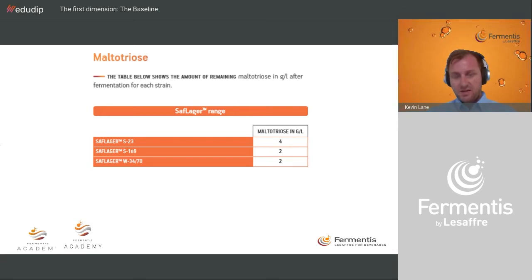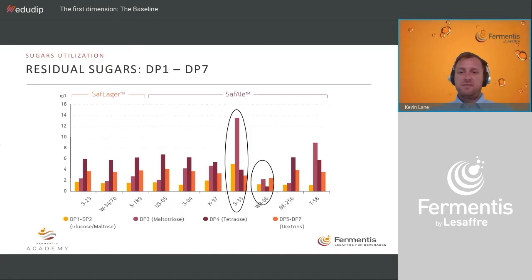Again, going back to the similarities between lager yeast, our three lager yeasts don't display that much difference, where you see the ale yeast ranging from 0 residual maltodextrin up to 11, 12 grams per liter. The lager yeasts all having 2 or 4. Again, there isn't that much diversity. They are different, of course, but they're not as extreme as the ales are in terms of differences.